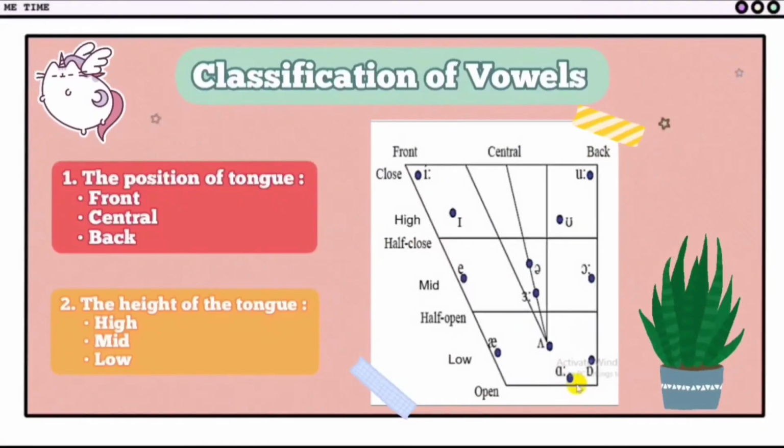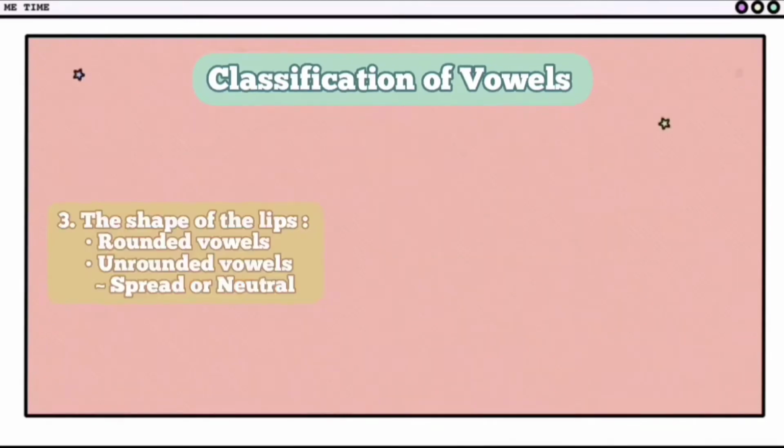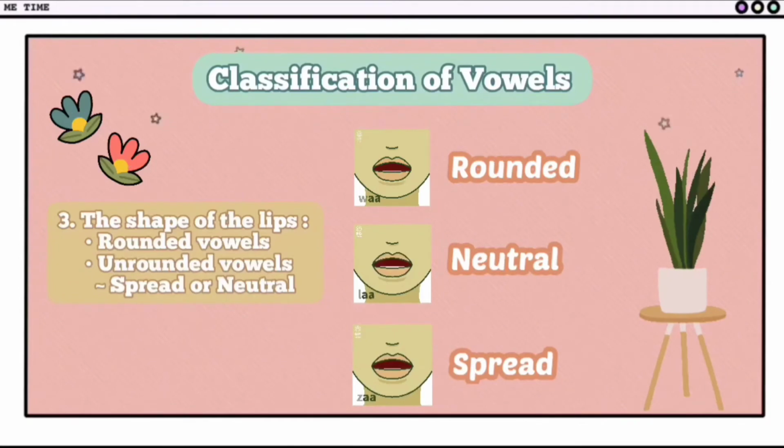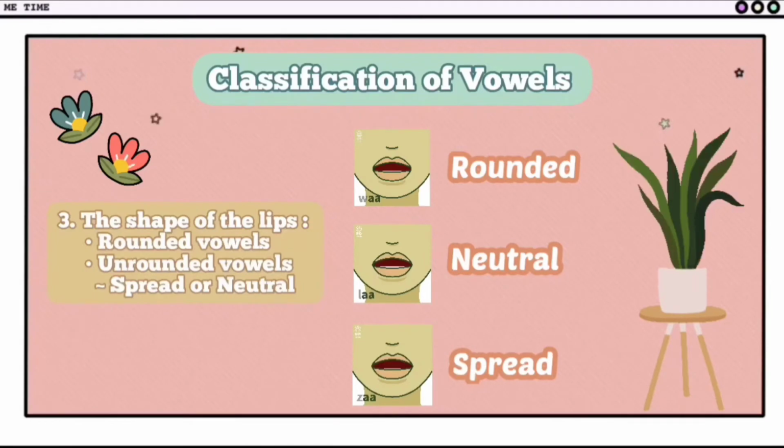The first classification means which part of the tongue is raised. For example, a front vowel is a. The second classification means how high it is raised. For example, a low vowel is ah. The third is the shape of the lips. It can be rounded and unrounded. Unrounded can be spread and neutral. Rounded is for back vowels, spread is for ee, and neutral is for ah.